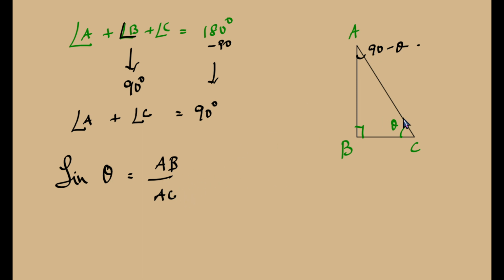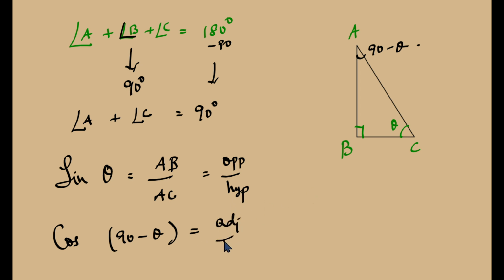So, what would cos of 90 minus theta be equal to? It would be equal to its adjacent by hypotenuse, but the adjacent of 90 minus theta, as I said, is the opposite of theta. So this is also equal to AB by AC. So we have arrived at one relationship, that sine theta is equal to cos of 90 minus theta.